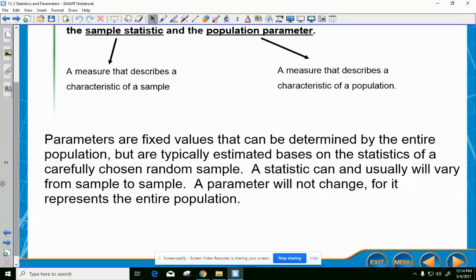Now, a parameter is not. A parameter represents the entire population, the limits of the entire thing. You're going to find that they're relatively consistent.